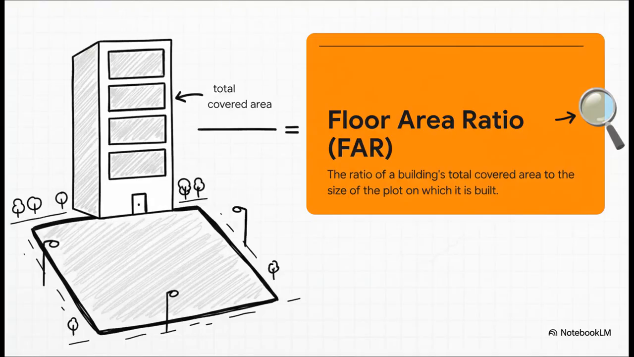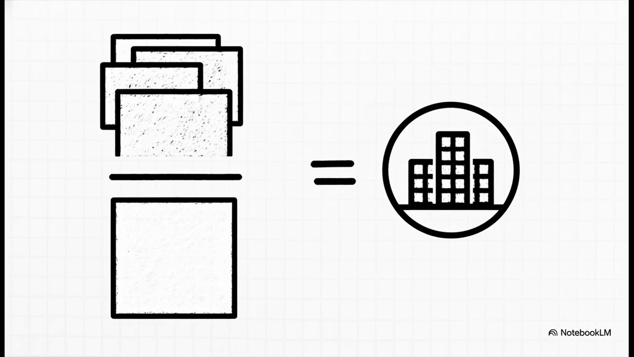So what is it exactly? Well, to put it simply, FAR is just a ratio. It's the building's total covered area, and that means adding up the square footage of all the floors, compared to the total size of the plot of land it's sitting on. The formula itself, it's beautifully simple. You just take the total constructed area of your building and divide it by the area of the land. That's it. The number you get is the floor area ratio, and it's the number that controls everything.